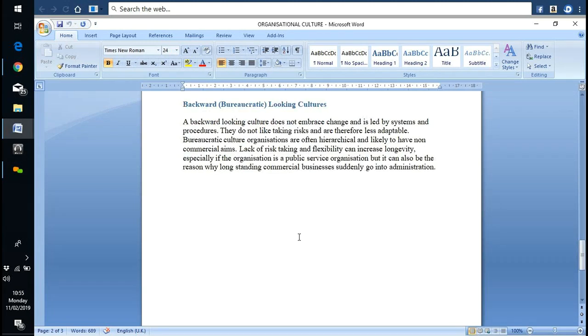This one, backward looking, does not embrace change, whereas the other one above is all about embracing change and making change where you need to. If you don't make changes, or external things happen within an organisation, it can lead to it closing quite quickly.